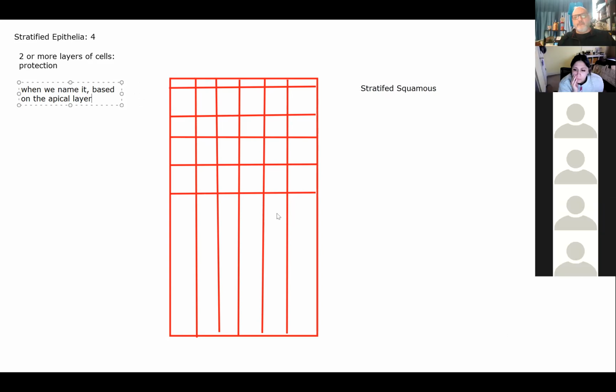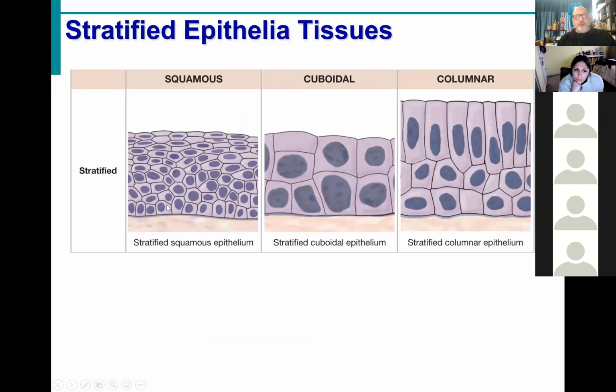So notice, here we have some cuboidal and columnar cells, but flat cells on top. This is a stratified squamous. This one's easy. Blocks on top, blocks on bottom. It's a stratified cuboidal. But notice this one has blocks on the bottom, right? Tall on the top. So this is a stratified columnar. So with our stratified epithelial tissues, we always identify them by the apical layer. What is on top? All right. Now, obviously, these are going to provide a lot more protection.